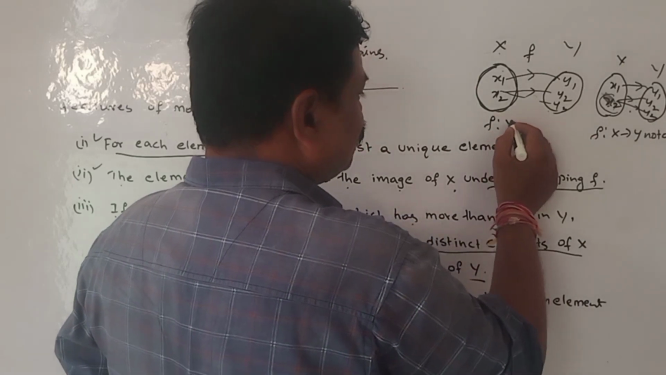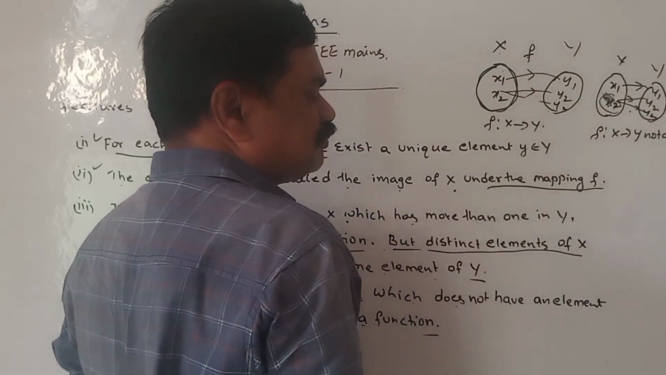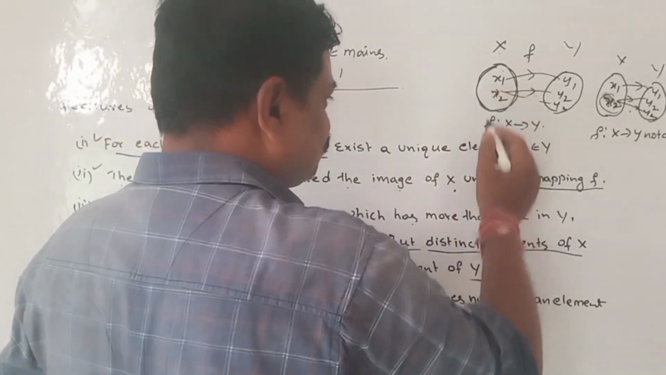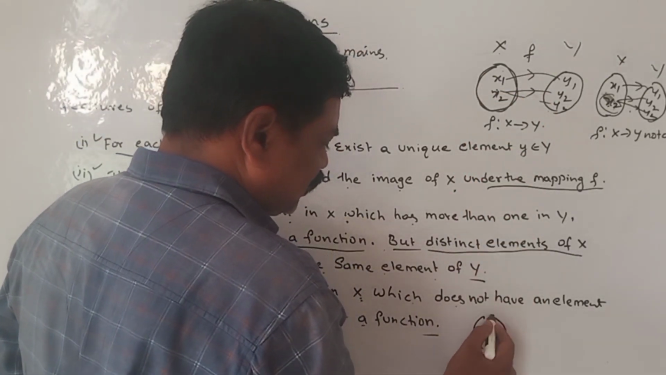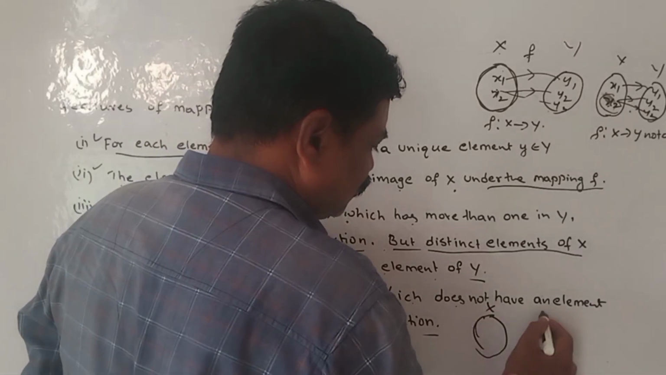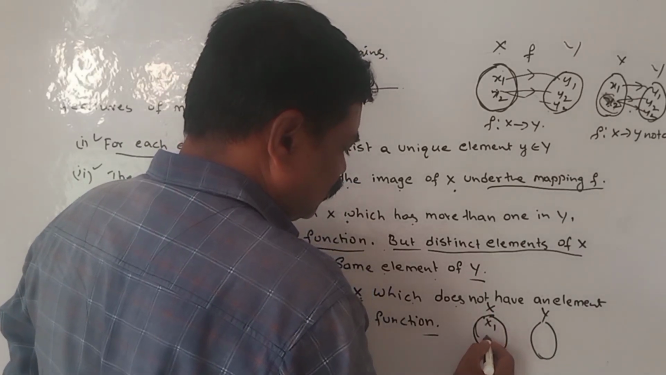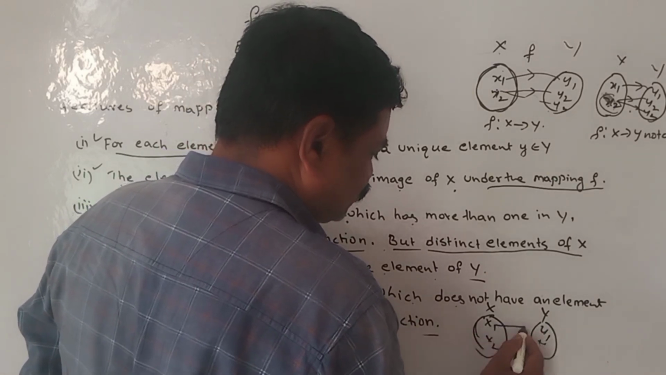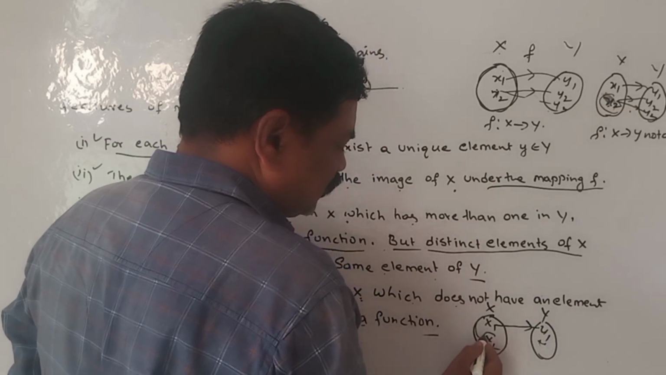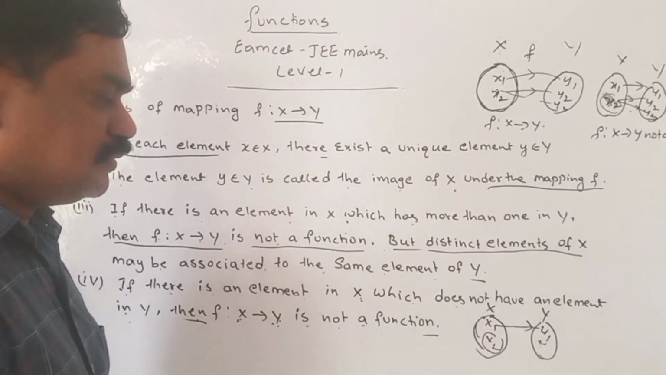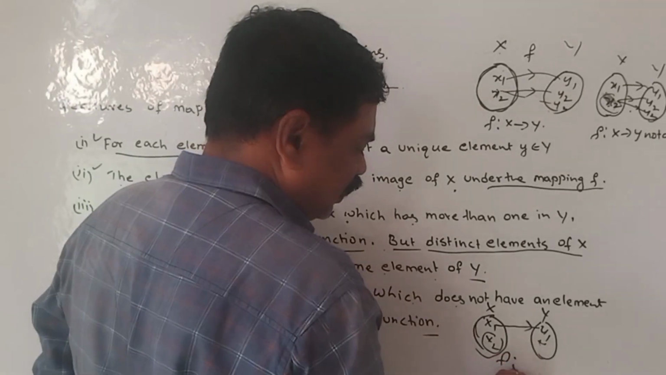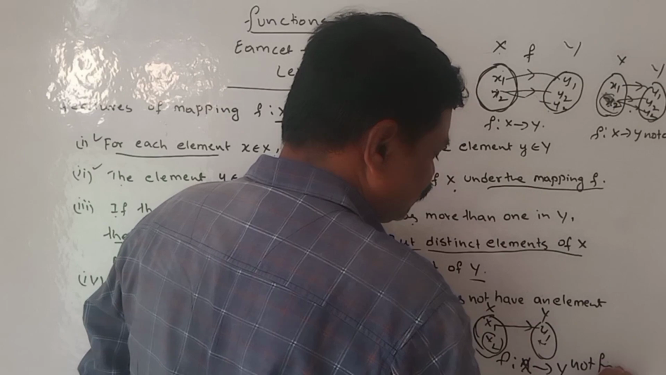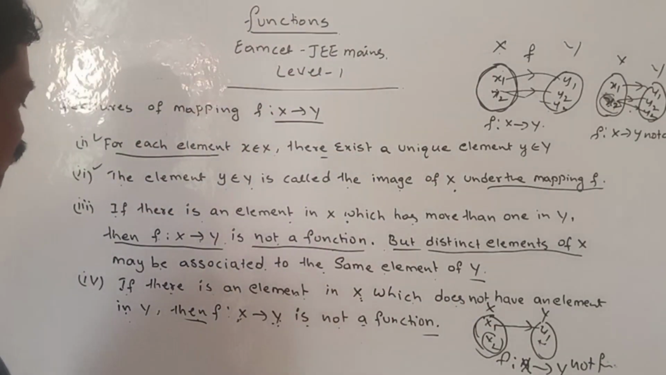This is f: X to Y, a function. Suppose in this function this is X and this is Y, with x1, x2 and y1, y2. So x1 has an image but x2 has no image. Then we say f: A to B, X to Y is not a function in this case.